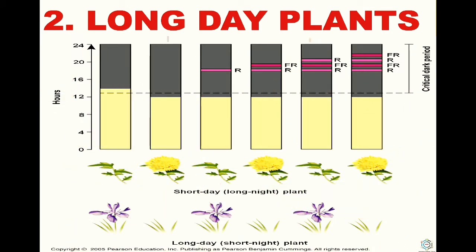The long day plants can flower under short day conditions if the short light period is followed by a still shorter dark period. For example, several long day plants flower under periodic cycles of 7 hours of light alternating with 5 hours of darkness, or even 4 hours of light alternating with 2 hours of darkness.